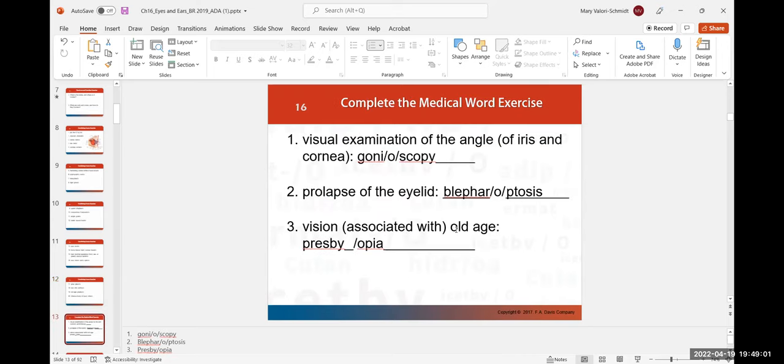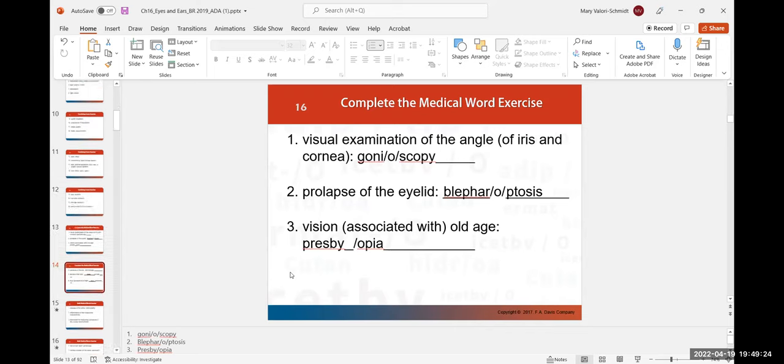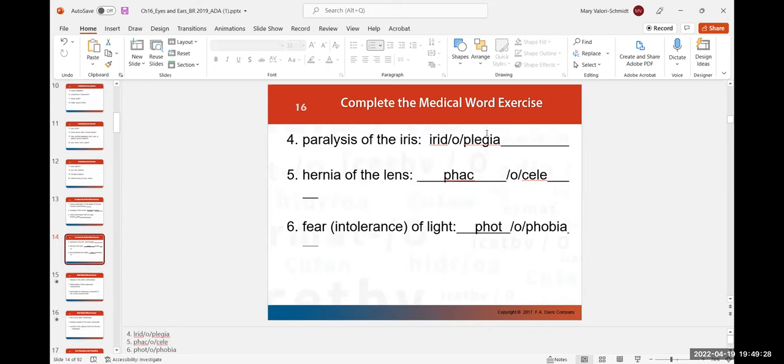So if we're going to examine the angle of the iris and the cornea, we're doing a gonioscopy. Prolapse of the eyelid, blepharoptosis. I always get tongue-tied. The P is silent. So it's not ptosis, it's ptosis, blepharoptosis. And vision that's associated with old age is presbyopia. Paralysis of the iris is iridoplegia, a hernia of the lens, phacocele, and a fear or intolerance of light. There is such a thing as a photophobia, which is more of a mental diagnosis. But photophobia, from a medical perspective, people with migraines and people who have contracted spinal meningitis will have the symptom of photophobia, where the light is actually painful. They need to be in a dark room.